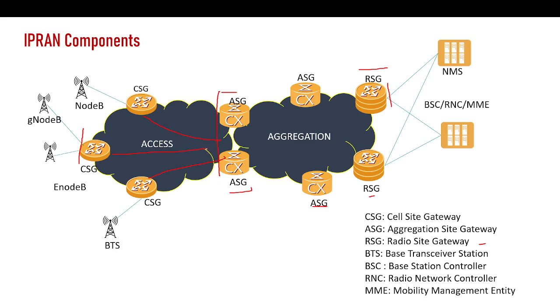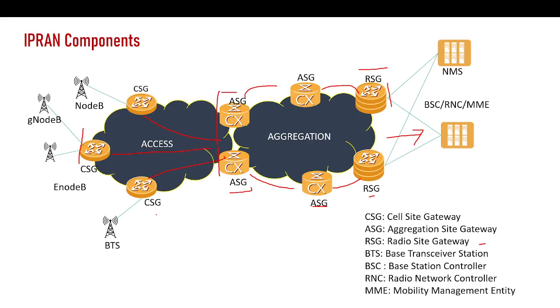So they aggregate the traffic from the access. All these access nodes will be connecting to either of these ASGs, and then of course we also have these ASGs connecting to other aggregation routers, and finally they will connect to the radio site gateways, and finally connect to the controller, the BSC, the RNC, the MME, and many other controllers.